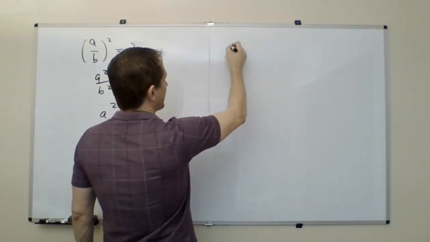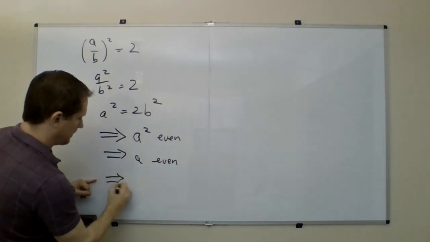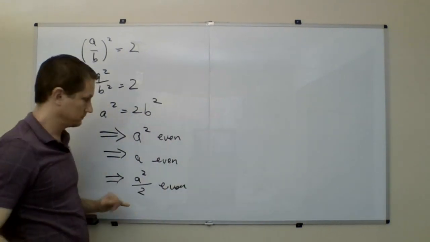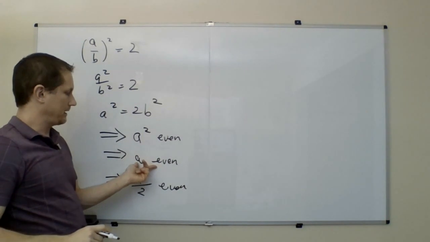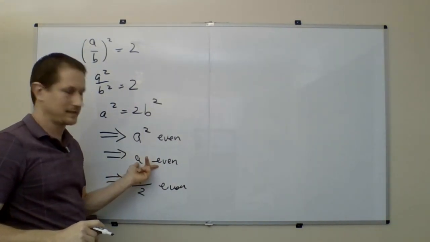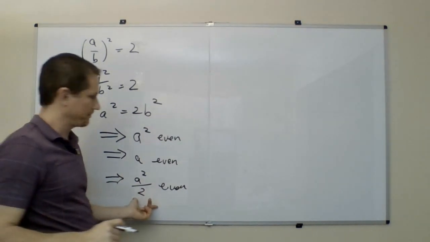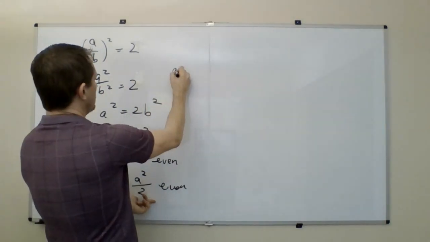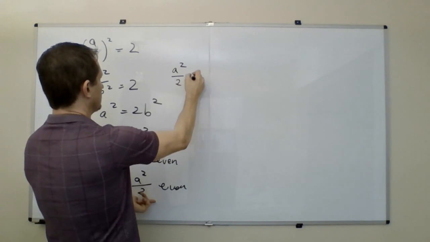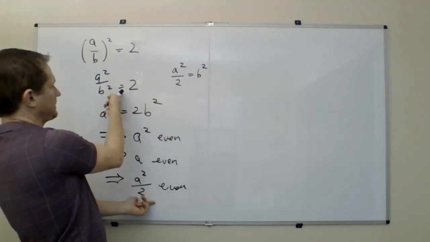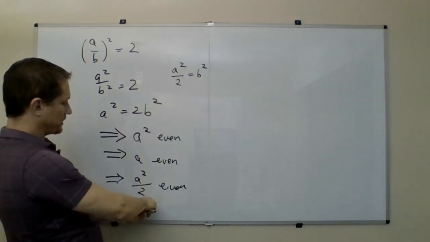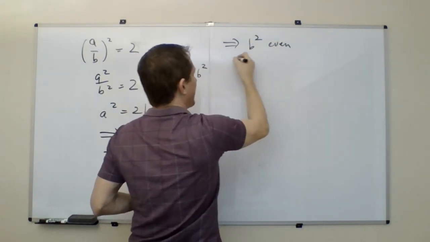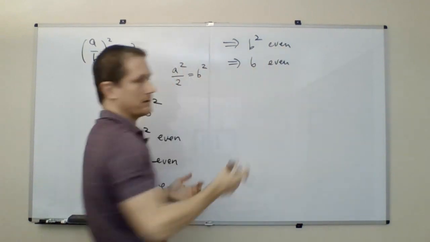So what this implies then is that a squared, even if you divide it by 2, is still even. If you think of any number, let's start with 6 as an even number, 6 squared is 36, divided by 2 is 18. That's an even number. So a squared over 2 must be even. But a squared over 2, I just rearranged these, is b squared. So if a squared over 2 is even, then that implies that b squared is even, and that implies that b is even. Okay, no problem so far.